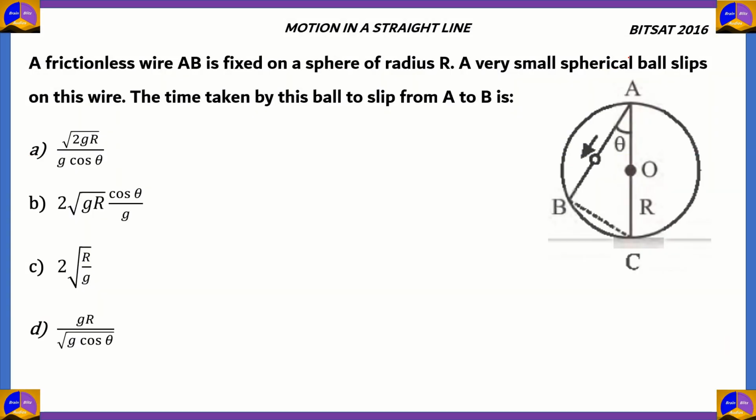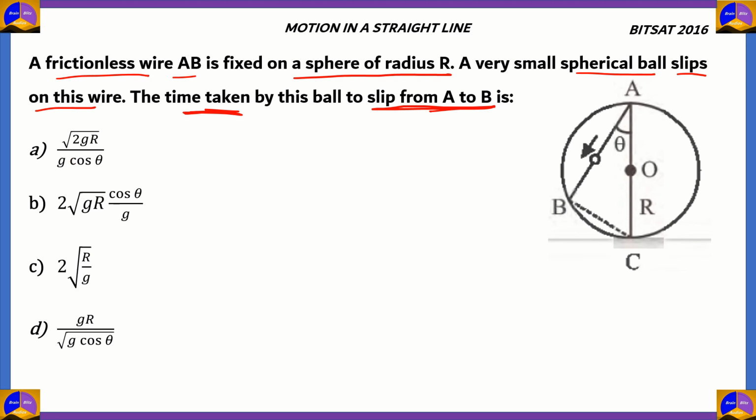Let's look at another question. This one is from 2016. A frictionless wire, AB, is fixed on a sphere of radius r. A very small spherical ball slips on this wire. The time taken by this ball to slip from A to B is one of the four options. So, how do we solve this question?